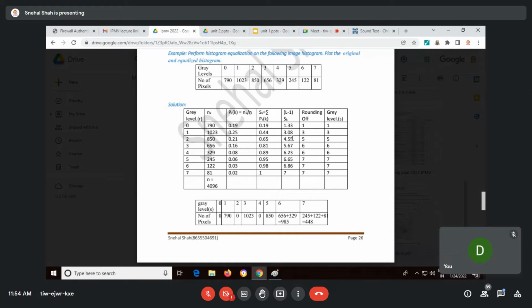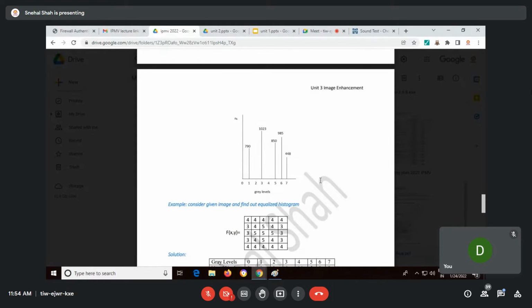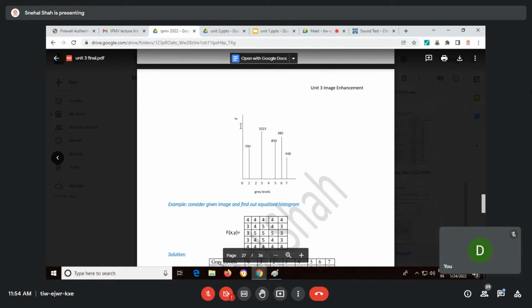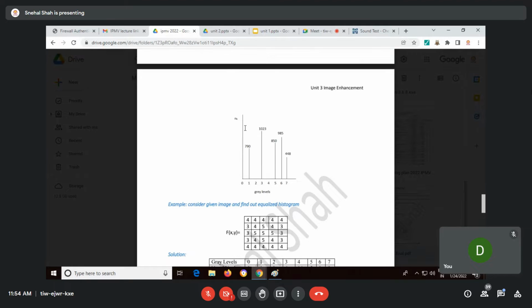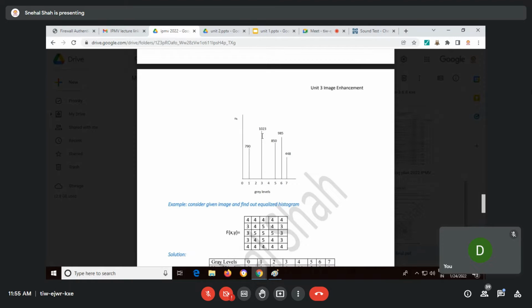Ma'am, can you explain the graph? Wait. Graph is very simple. Represent the gray levels on the x-axis and write down the nk here. Nk is the number of pixels of the particular gray level. At 0 there is nothing. At 1 you get 790, 2 is also 0, 4 is also 0. Otherwise whatever value you get, indicate it. That's it.